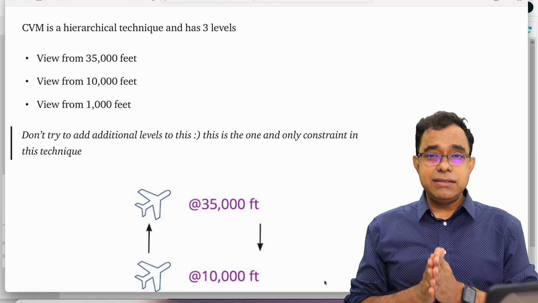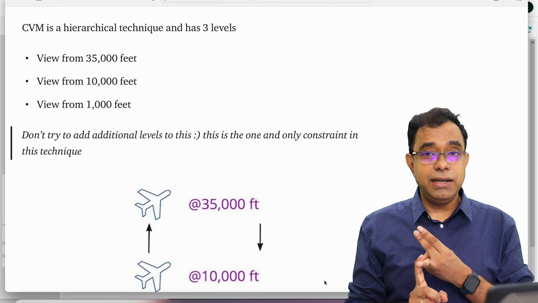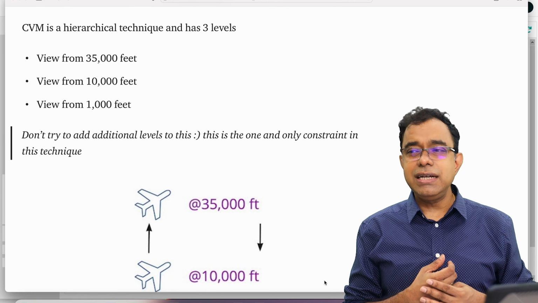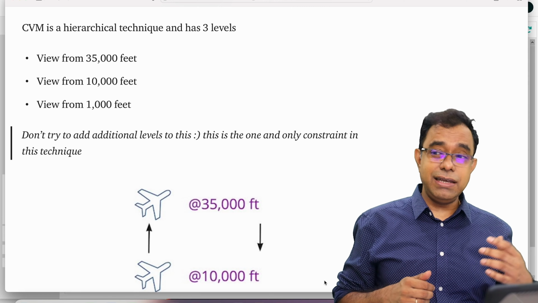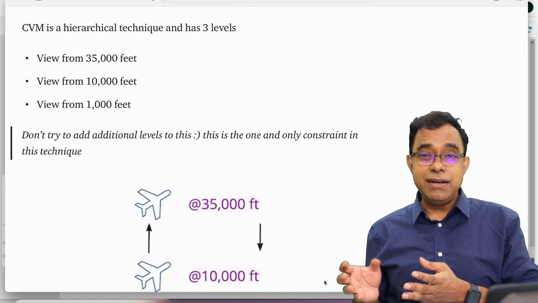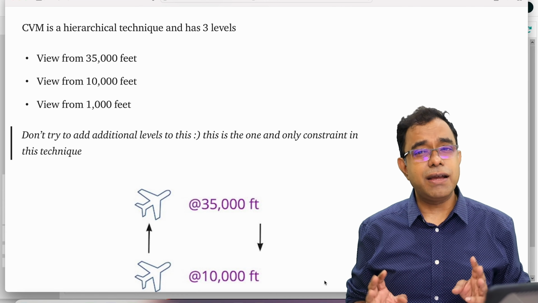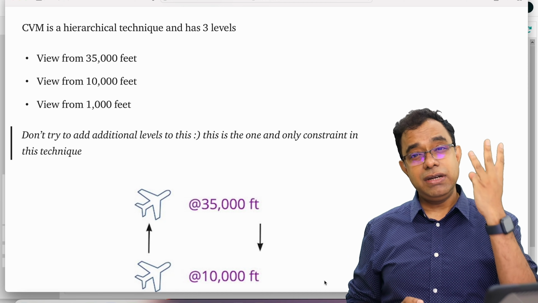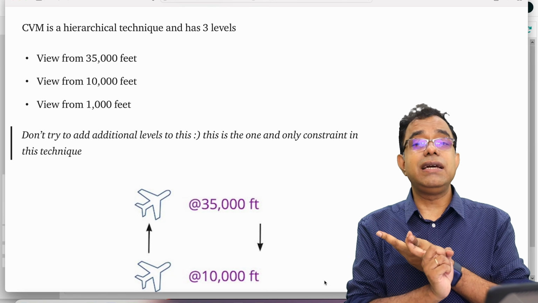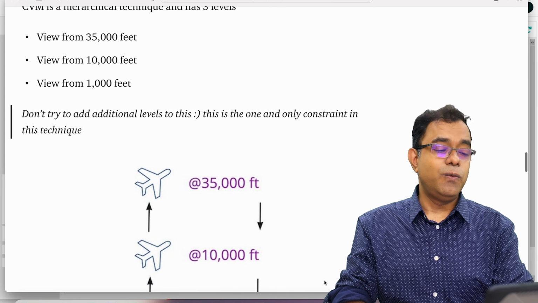The only constraint is that there are only three levels: 35K, 10K, and 1K. When people started using it, they said, I need some 15K, I need some 25K, I need some 50K, I need some 500 feet K or something like that. No, don't get into that trap. That's the only constraint. You can depict any requirement with only these three levels: what it looks like at 35K, at 10K, and at 1K.